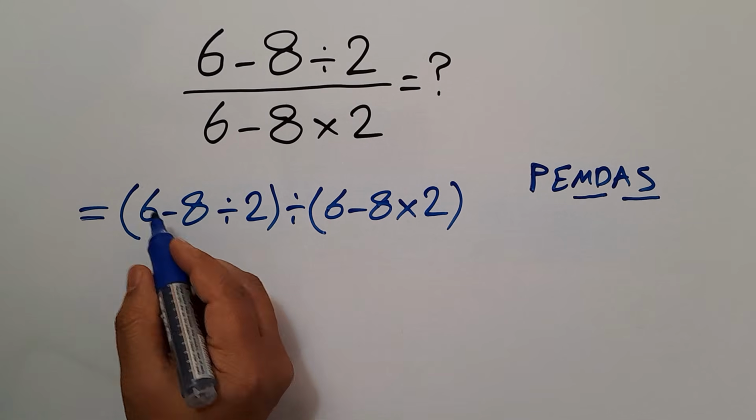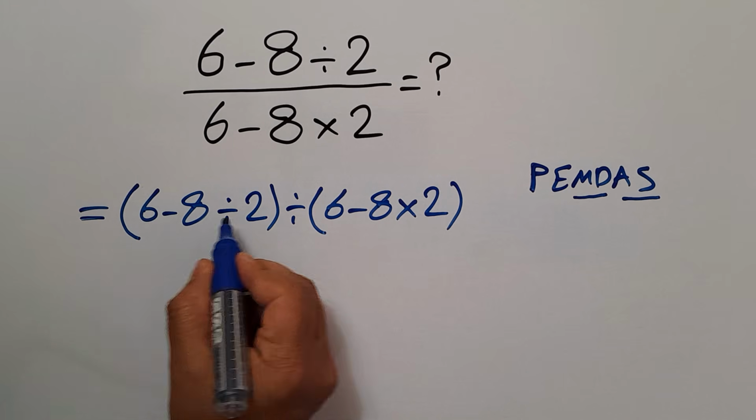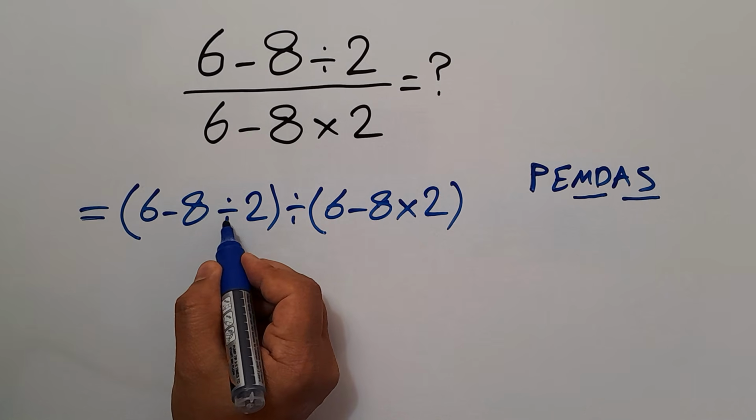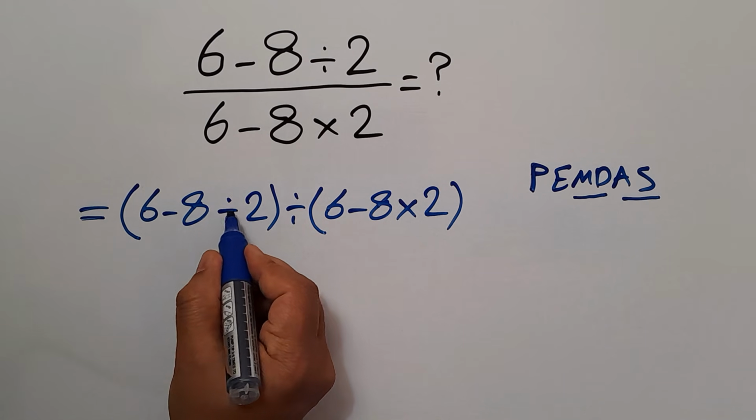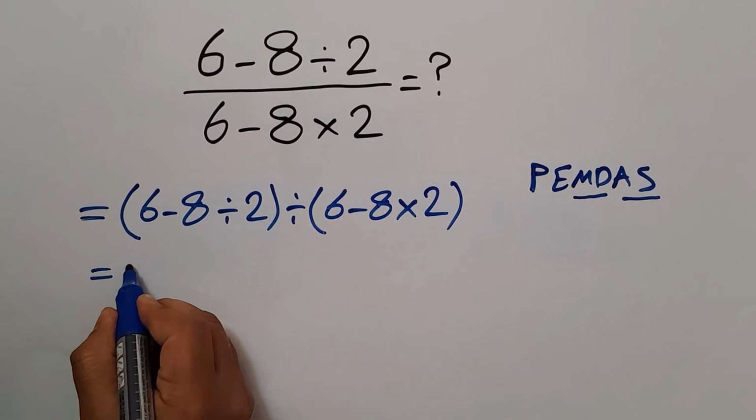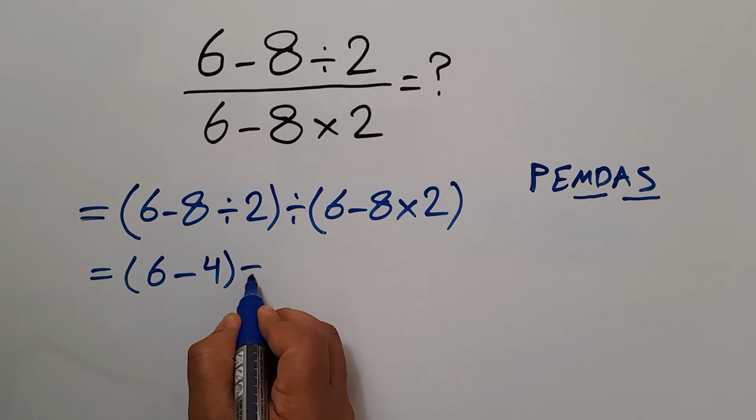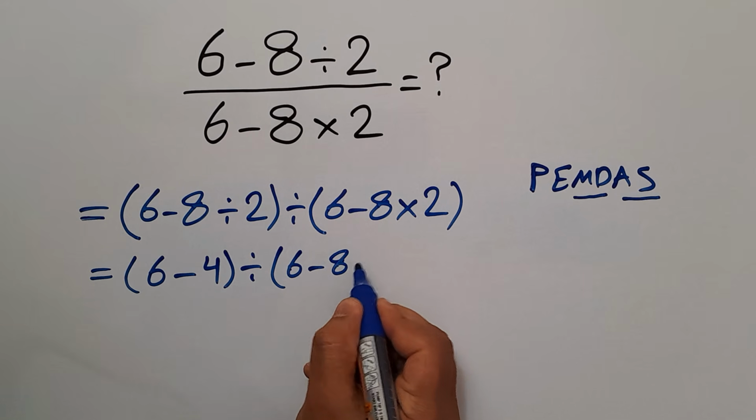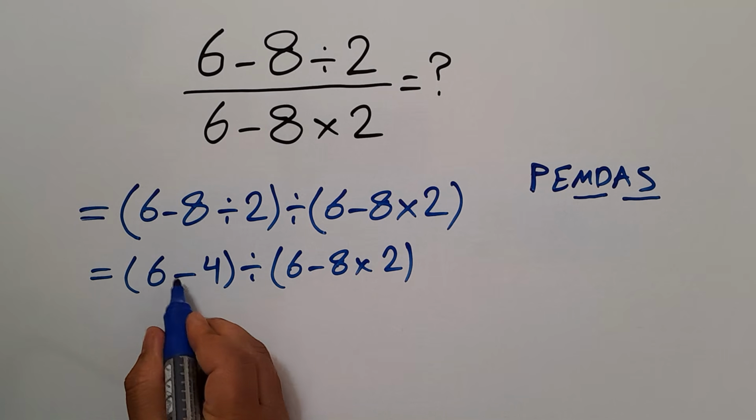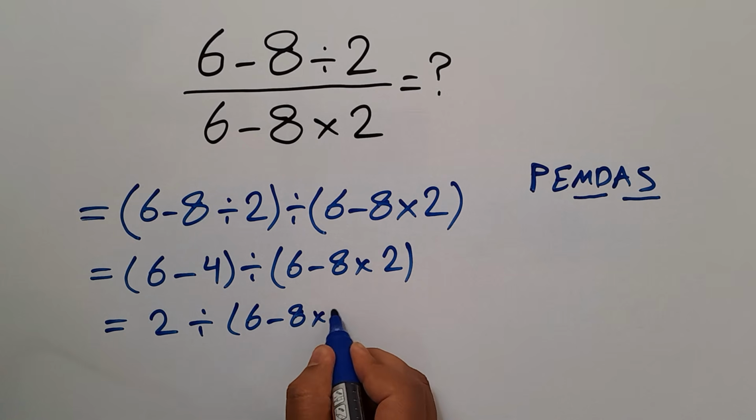So here first we do this parentheses, and inside this parentheses we have this subtraction and this division. According to the PEMDAS, the division has higher priority than subtraction. So first we do this division. 8 divided by 2 gives us 4. So parentheses 6 minus just 4 divided by 6 minus 8 times 2. And here 6 minus 4 equals 2. So 2 divided by 6 minus 8 times 2.